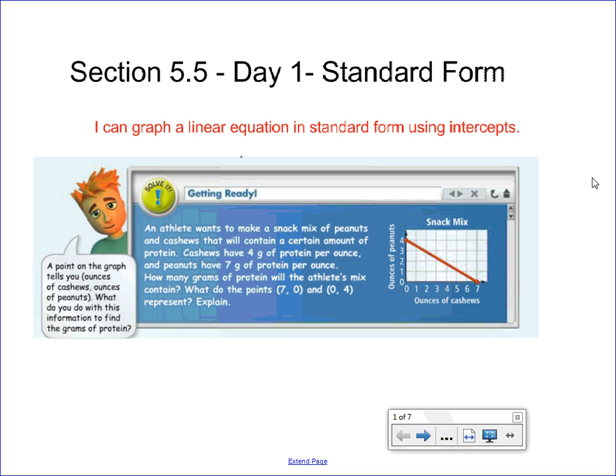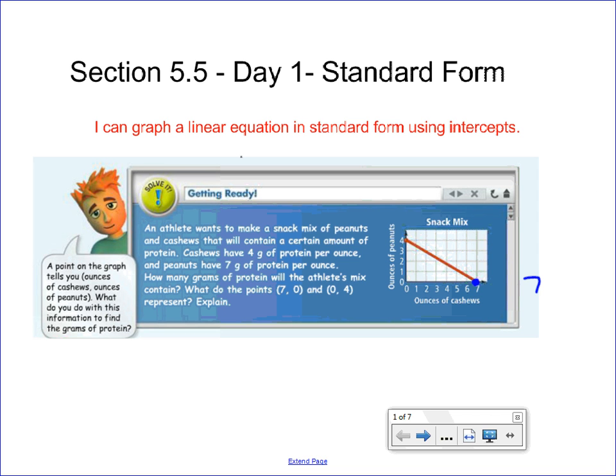It says an athlete wants to make a snack mix of peanuts and cashews that will contain a certain amount of protein. Cashews have 4 grams of protein per ounce. Peanuts have 7 grams of protein per ounce. How many grams of protein will the athlete's mix contain? For that, we could simply take a look at one of the points here, for instance, this point right here. It says there's 7 ounces of cashews and no peanuts.